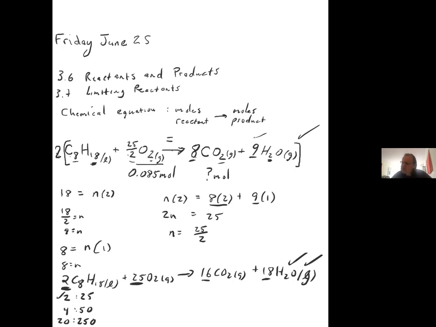Like if you have 50 dogs, the ratio of legs to heads is 4 to 1. There's 4 legs for every head, or 4 legs for every tail, okay? If you have 50 dogs, the ratio is still the same, right? It's still going to be 4 to 1. It's just that you have more of them.